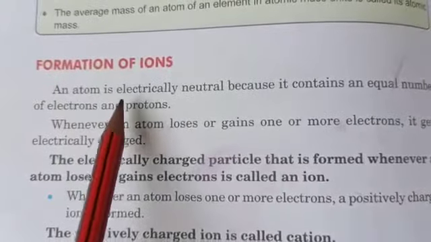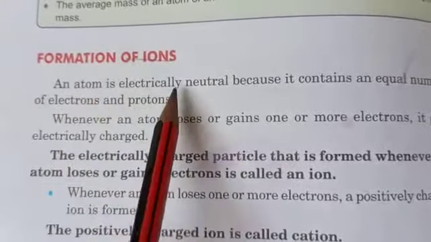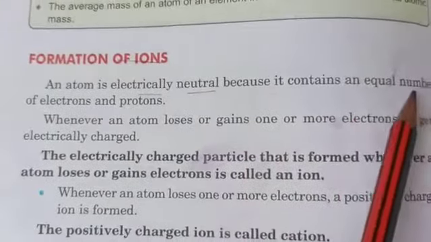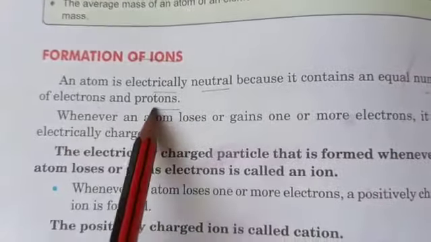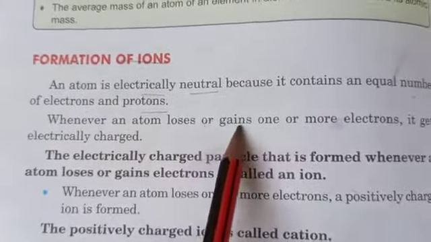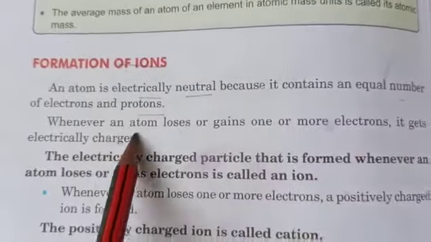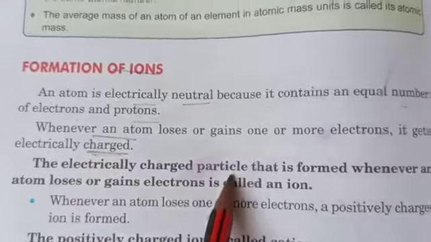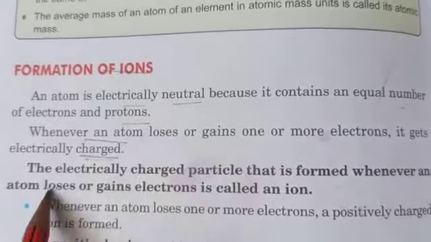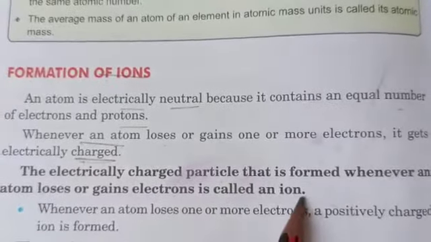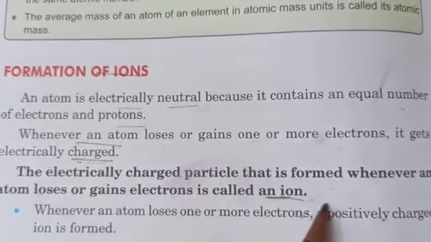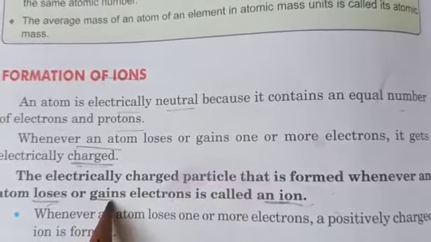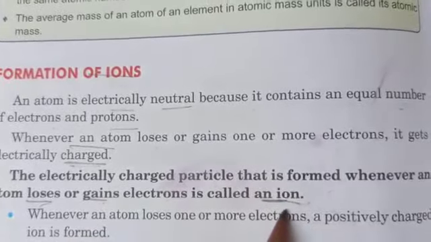Next topic is formation of ions. We know that atom is electrically neutral. Why is it neutral? Because it has equal number of electrons and protons. But when atom loses or gains one or more electrons, it gets electrically charged. The electrically charged particle that is formed when an atom loses or gains electrons is called ion. So ion क्या है? When an atom loses or gains electrons, then charge is produced. That particle is known as ion.